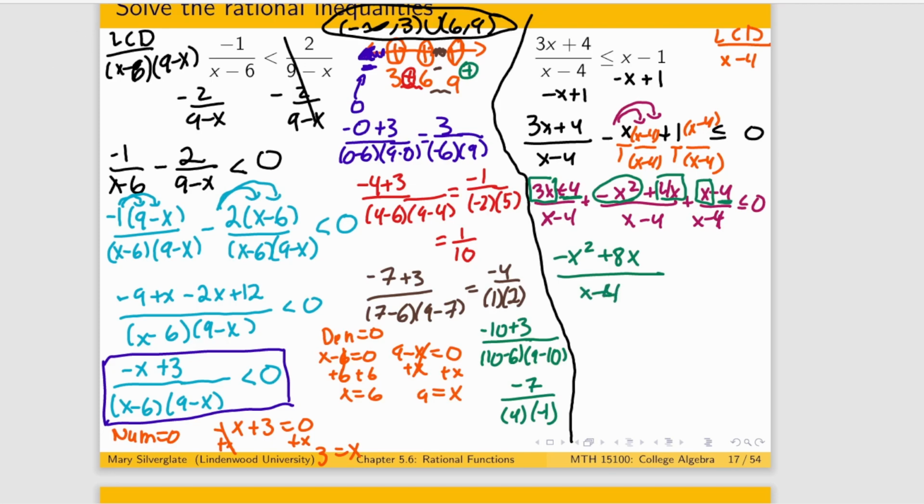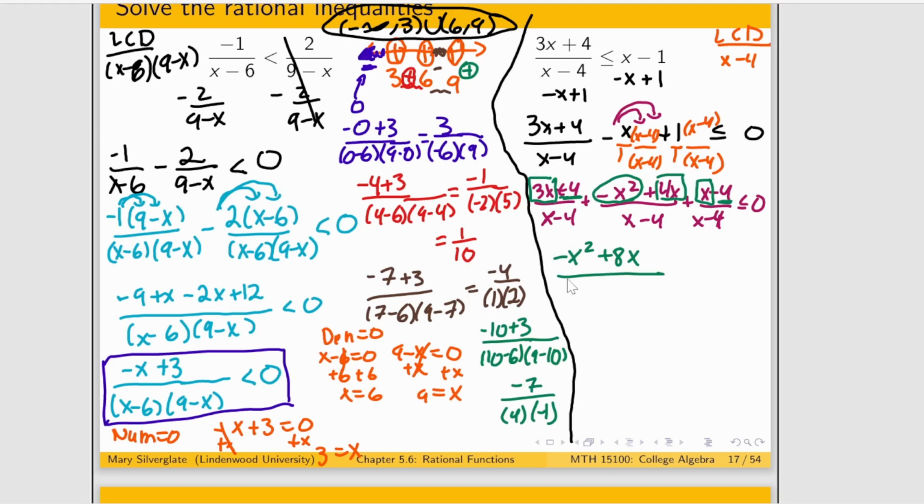In order to make my life easier in terms of factoring, I may want to go ahead and pull out a greatest common factor in that numerator, which I believe would be x. So I would have x times negative x plus 8. You also could have pulled out a negative x instead. x minus 4 is less than or equal to 0.